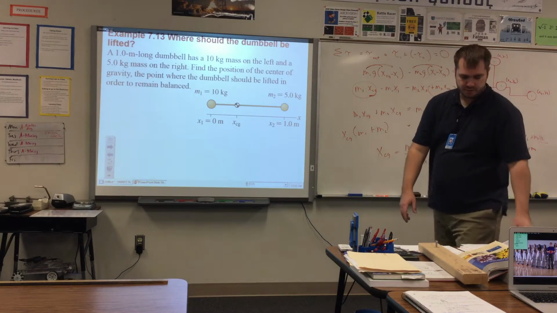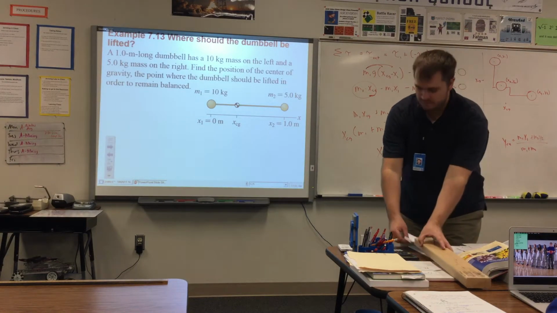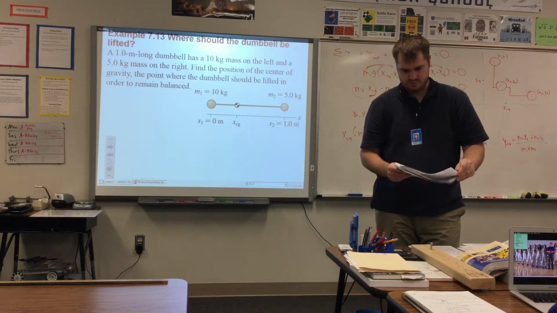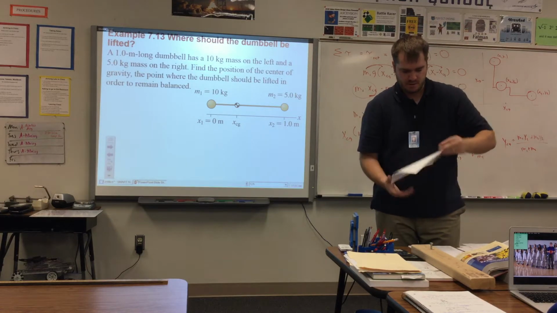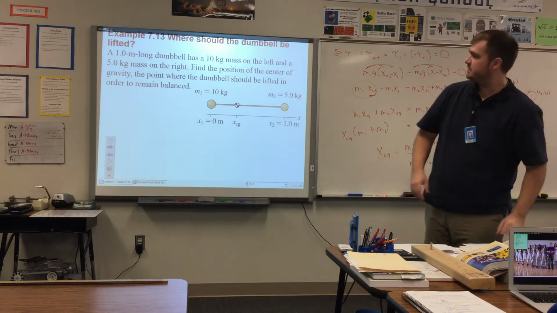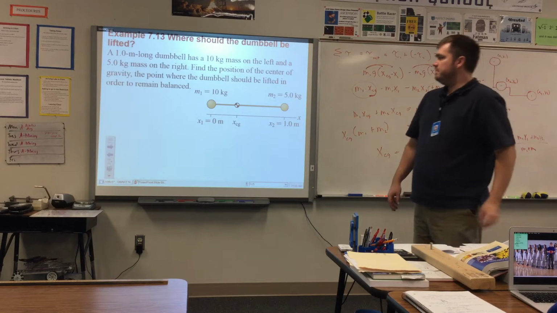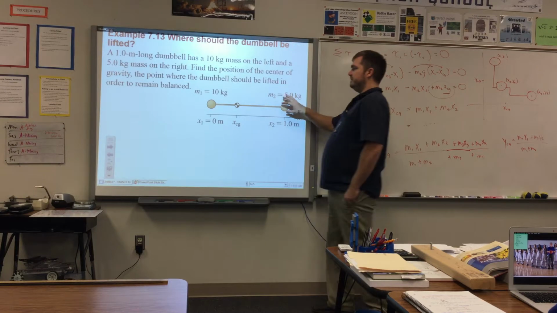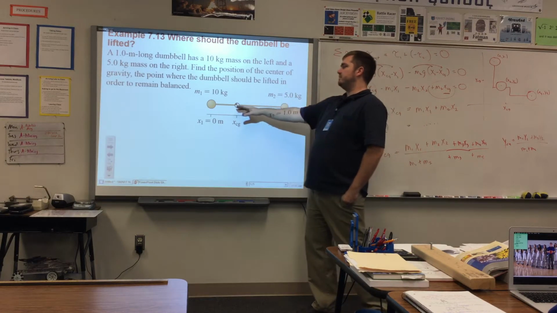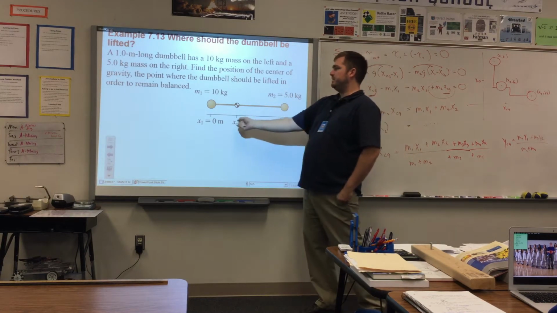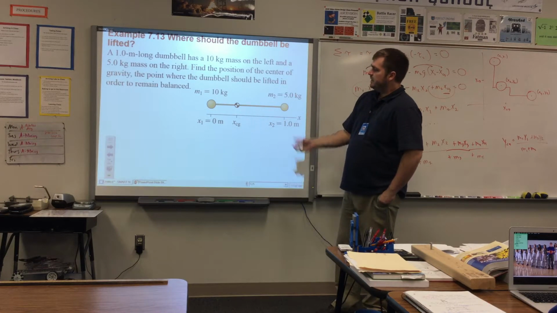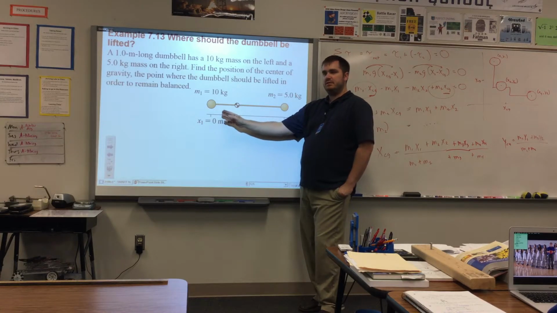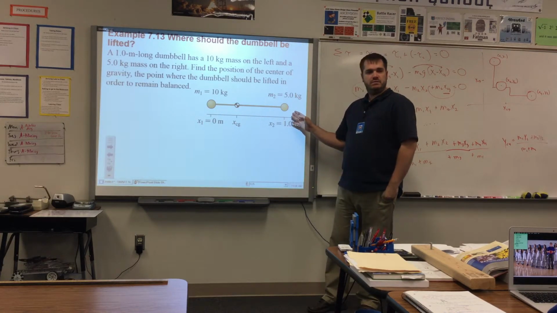So, turn the page. I think you have this problem on the back there. Go ahead and plug this in real quick. It says a 1 meter long dumbbell has a 10 kilogram mass on the left and a 5 kilogram mass on the right. Find the position of the center of gravity, the point where the dumbbell should be lifted in order to remain balanced. Now, they have the center of gravity in their picture drawn a little bit closer to the 10 kilogram than the 5. Would you agree with that?